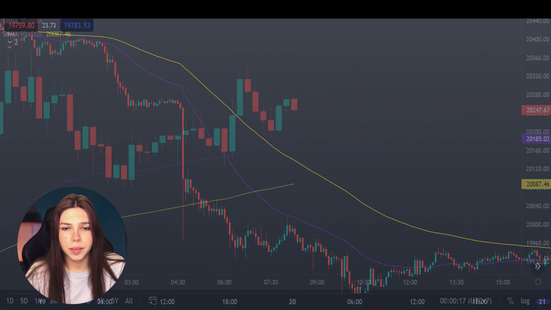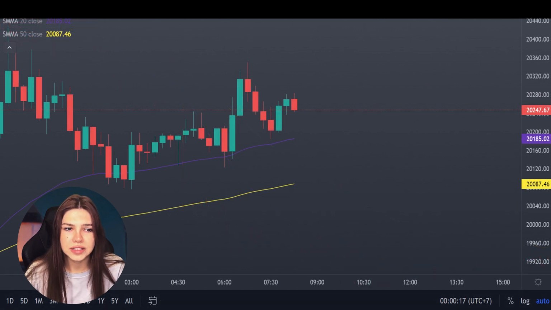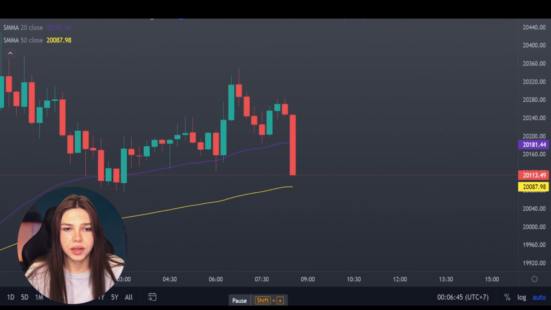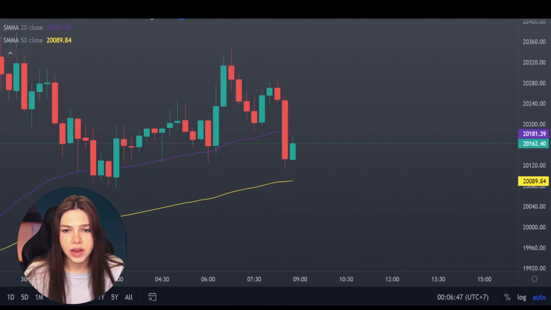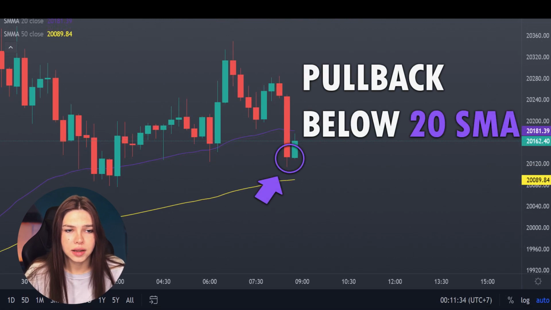We start with the buy position. The entry rules for this strategy are quite simple initially. We want to see the two indicators moving above each other. This confirms that we are moving in a rising market, and so we only want to open buy positions. Next, we want to see a pullback below the 20 smoothed moving average. The area between the 20 SMA and 50 SMA is the area in which it is favorable to buy.